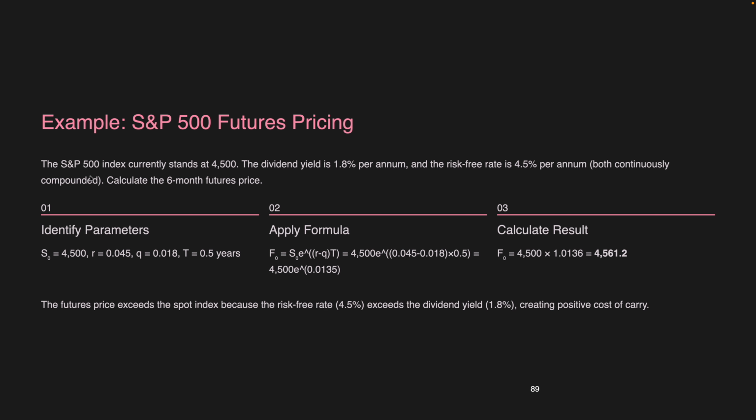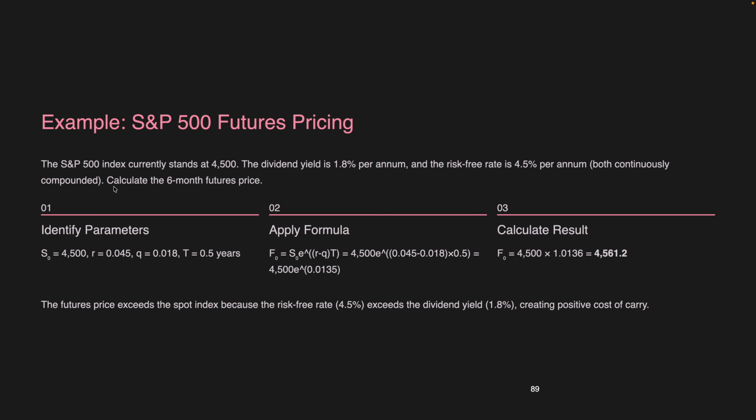Let us take an example. The S&P 500 index, which is a US index, currently stands at 4,500. The dividend yield is 1.8% per annum, so the dividends received are 1.8% of the index, and the risk-free rate is 4.5% per annum. Both are continuously compounded.